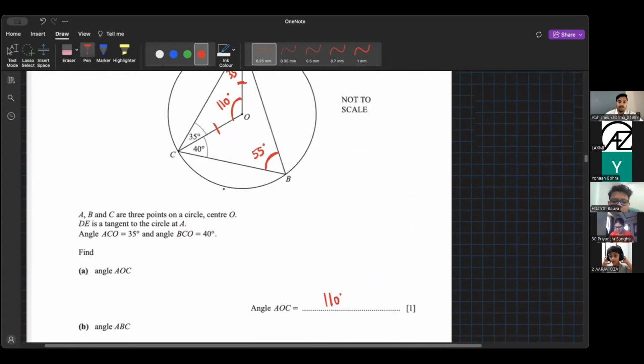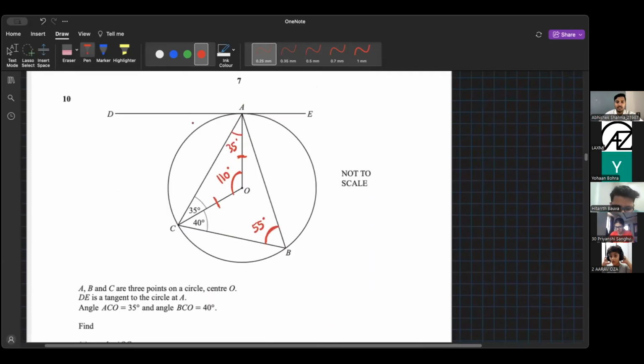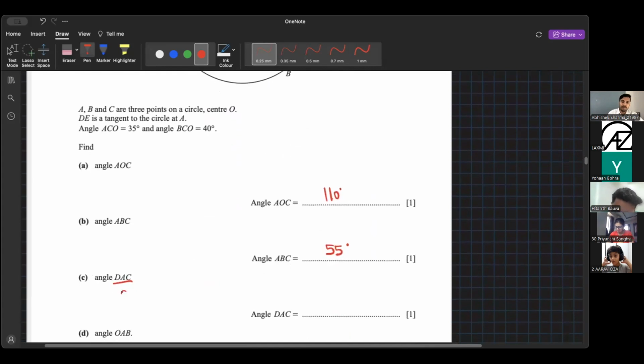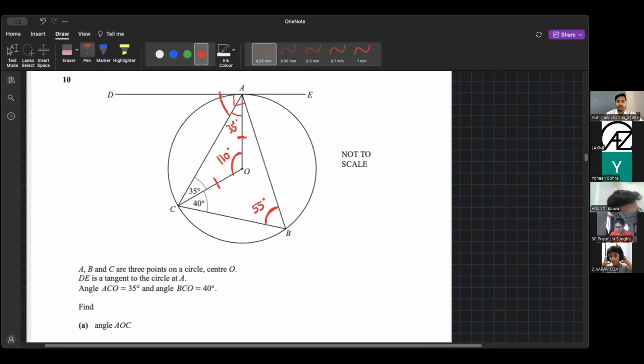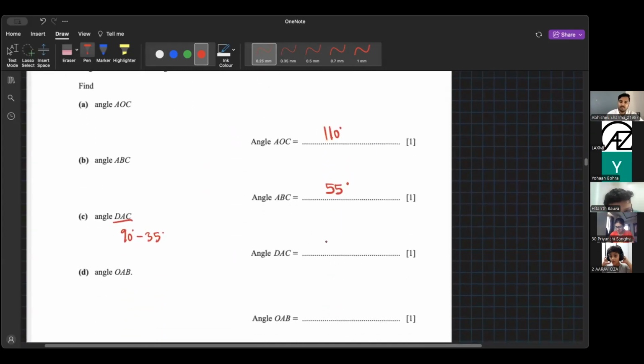Third one, angle DAC. D, A, and C. This angle. Now the angle between the tangent and the radius is always perpendicular. The total should be 90, so this will be 90 minus 35. 90 minus 35, that will be 55.